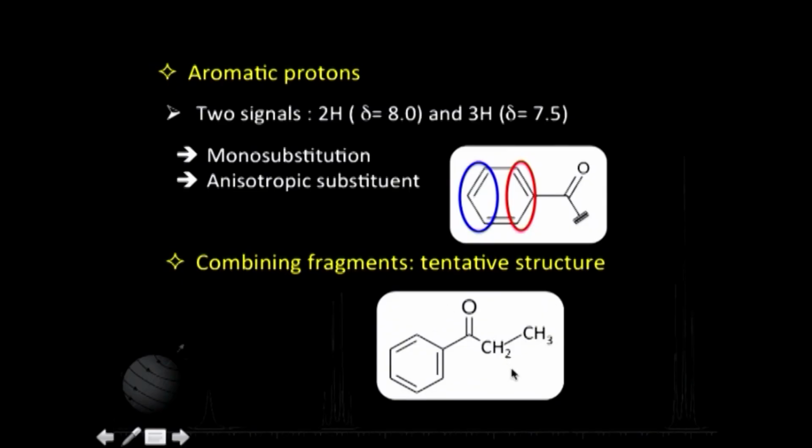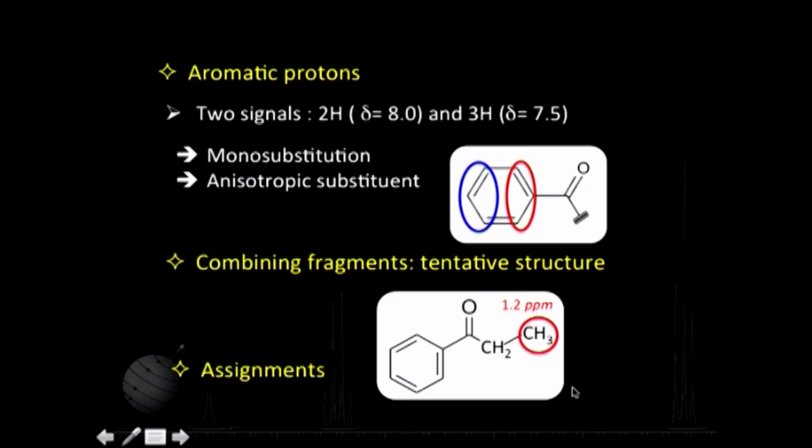Okay, let's assume that the two fragments we have proposed happen to be true. Then let's try to work out the structure there. If I combine the two fragments, I get the following. I can propose the following structure for the molecule whose spectra we are trying to analyze. So there is a benzene ring, there is a carbonyl group, and there is an ethyl group over there.